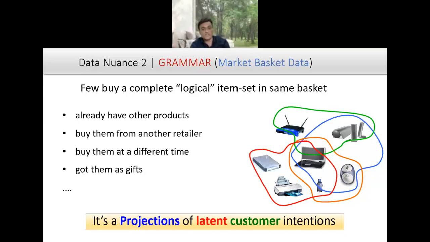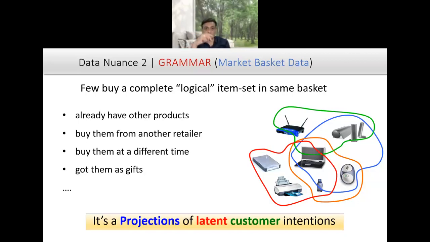There is no need to sell him a computer after he has purchased a mobile phone. So you need to look at the trajectory as well as the projection of the customer data, and finally take a decision based on that. When you are dealing with market basket data, it is very important that we understand the data nuance for this.